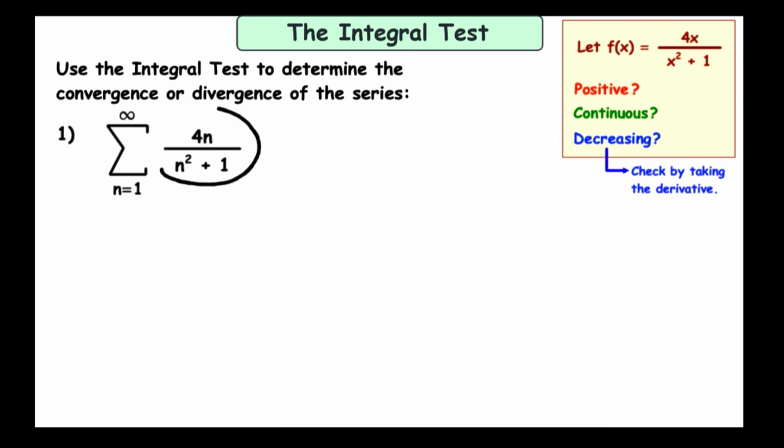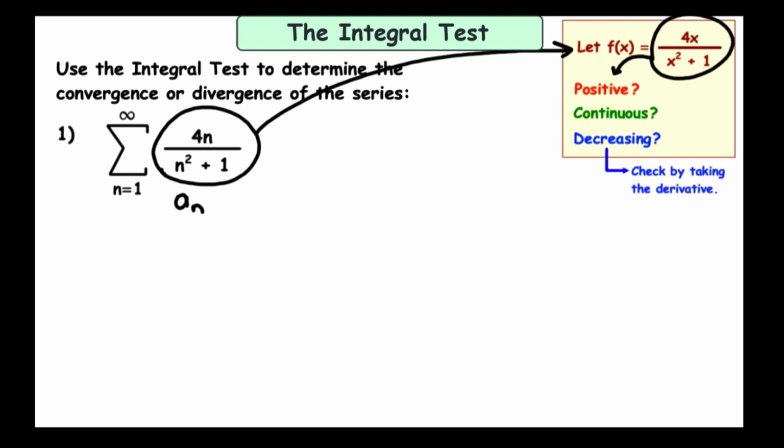So I take this summand, which again, normally we would refer to as a sub n, and I rewrite it over here as f of x. Same thing, I just make all the n's x's. Before the integral test can be used, I have to make sure that this function I've created, 4x over x squared plus 1, stays positive, is continuous, and is decreasing.